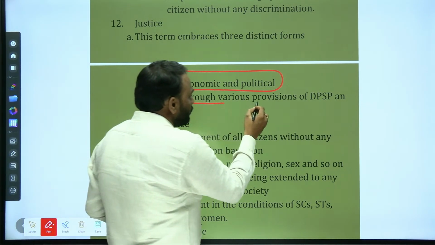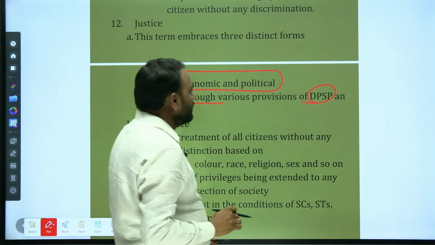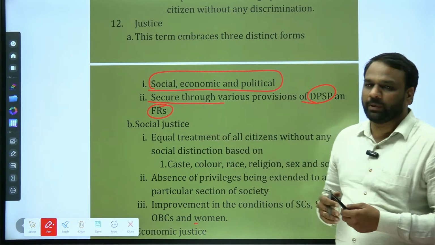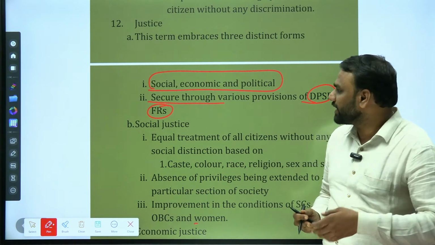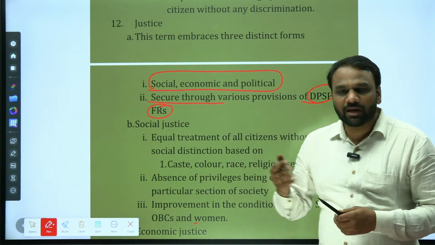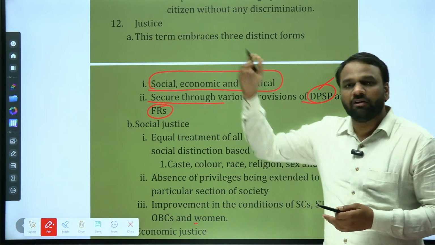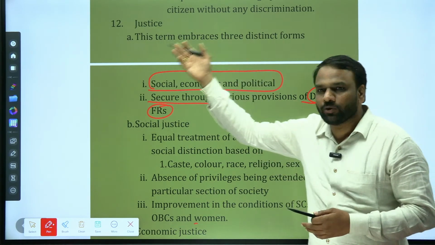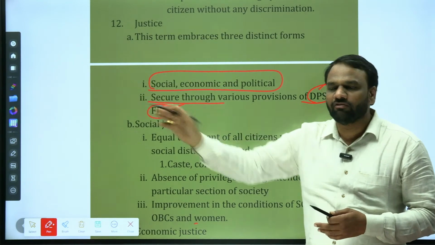They are secured through various provisions of DPSP and fundamental rights. So secured means, how are we going to give social justice to our people? How are we going to give economic justice to our people? How are we going to give political justice to our people? So all these things are being given to our people with the help of some of the provisions of DPSP, which we will be discussing in the forthcoming classes. Similarly, all these things will be extended to the people of India through some of the fundamental rights, which we will be discussing in the forthcoming classes.